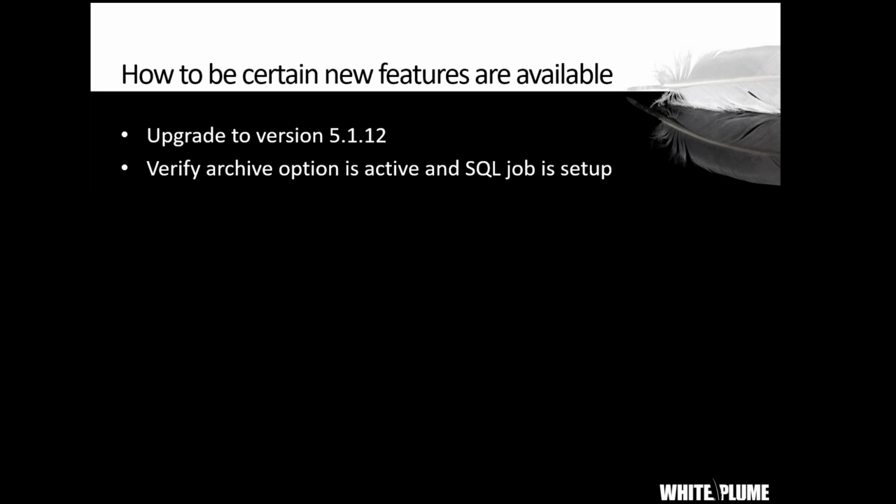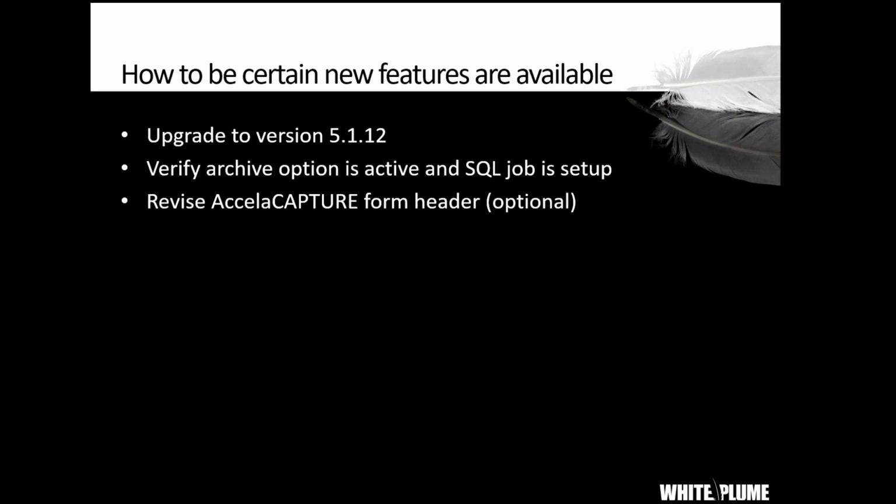So how are you going to be certain that your new features are available? First of all, be certain that you're on version 5.1.12. There is a configuration option that we turn on so that the archive is active. And there's a SQL job that has to be set up. If you're running SQL Express, then you're going to have to probably engage with us to make sure that job runs. If you've got full SQL, we expect there will be no setup that has to be done for that.